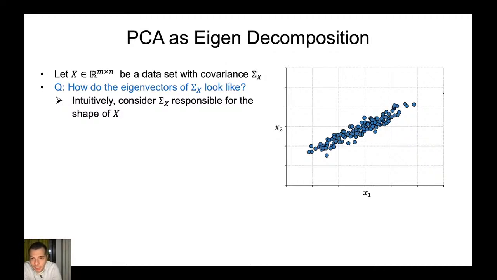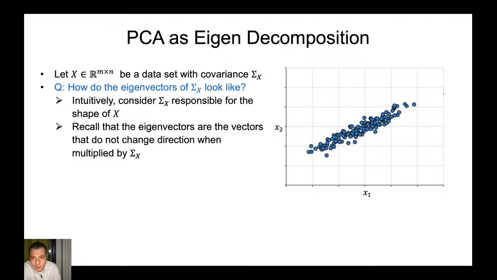First, consider that the covariance matrix is responsible for the shape of X, what we tried to explain through those four examples earlier. And also recall that the eigenvectors are the vectors that do not change direction when they are multiplied by the covariance matrix. So given these hints, can you intuitively say how the eigenvectors of the covariance matrix look?